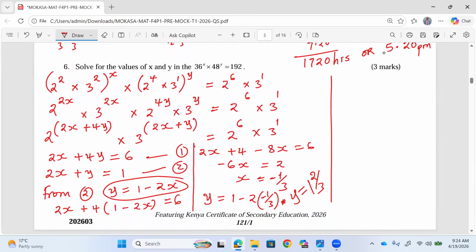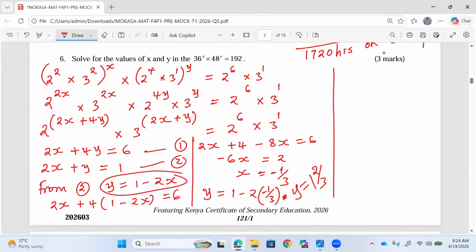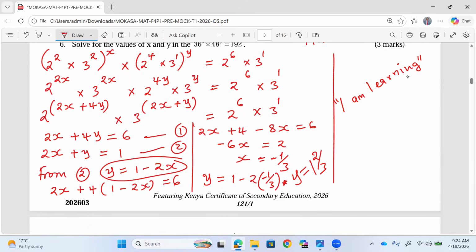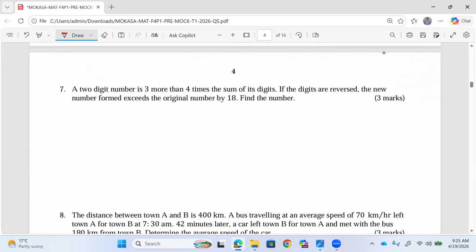The question is very good, but it requires one to have a solid understanding of the laws of indices. So if you're getting something, please remember to type, I am learning. Just type, I am learning.